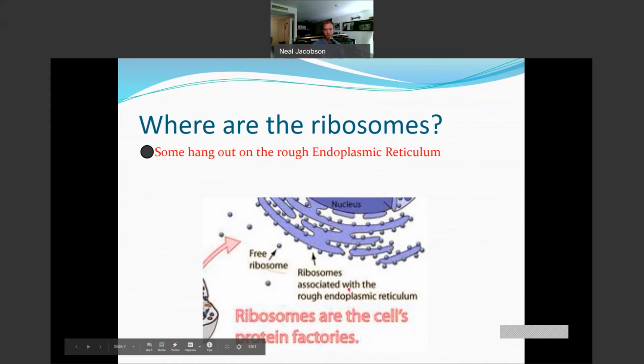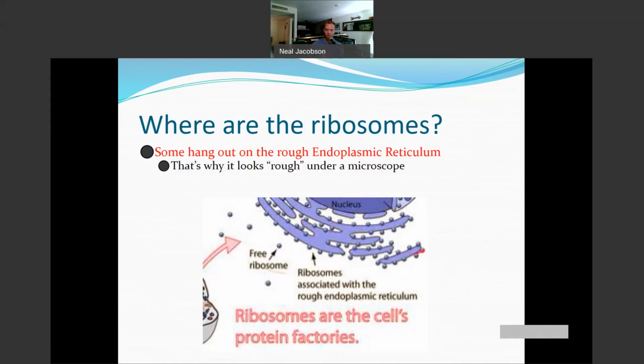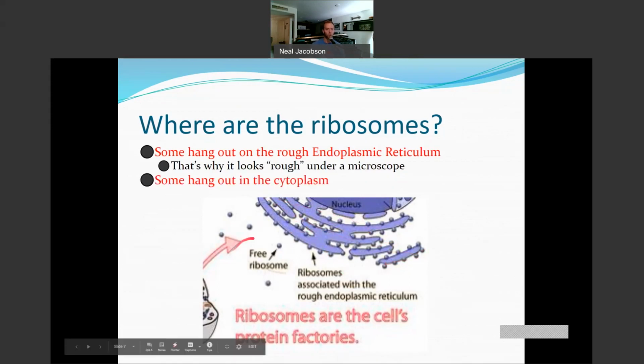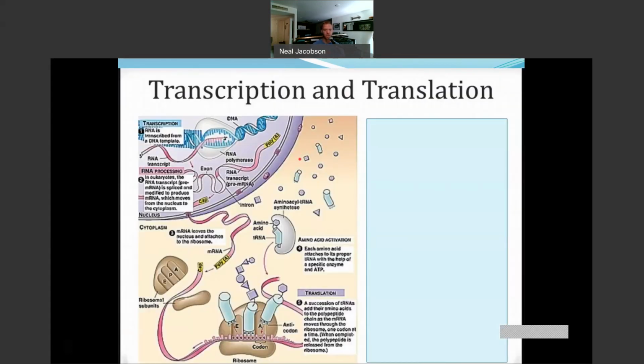So you've got some in the endoplasmic reticulum. That's why it looks rough. If you looked at this under a microscope, it would look like there was abrasive material around the endoplasmic reticulum. And then some are just floating around in the cytoplasm. So if they come across an mRNA transcript that has the proper GTP cap, they'll just start translation of that transcript.